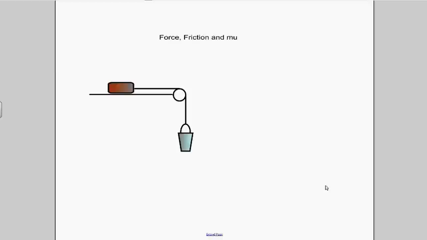Hello. The topic for the discussion is force, friction, and mu. Like the cow says, mu.